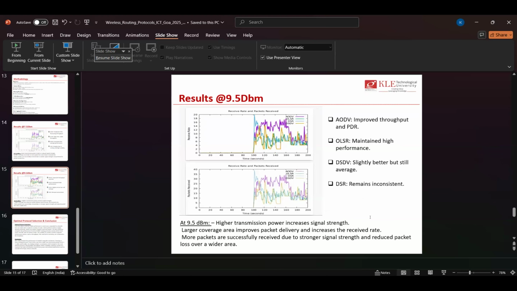At 9.5 dBm, we got a stronger signal that improved the performance. AODV was much better in both PDR and throughput. OLSR stayed stronger and more stable. DSDV slightly improved, but DSR remained inconsistent. Higher power helped deliver more packets and reduced the loss.